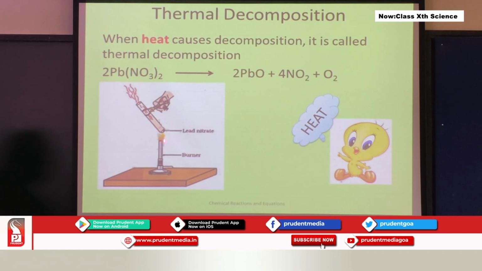It is heated with the help of a burner, and while heating, the lead nitrate decomposes, breaks apart to give three products. Which are those three products? Lead oxide, nitrogen dioxide, and oxygen. This nitrogen dioxide gas is a toxic gas and it is brown in color. So, these brown fumes which you can see are nothing but the fumes of nitrogen dioxide.